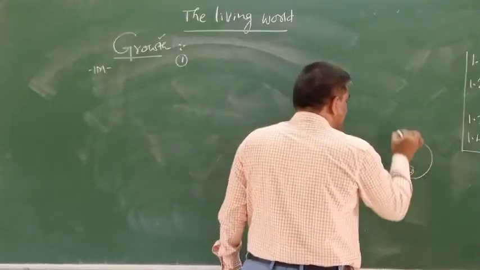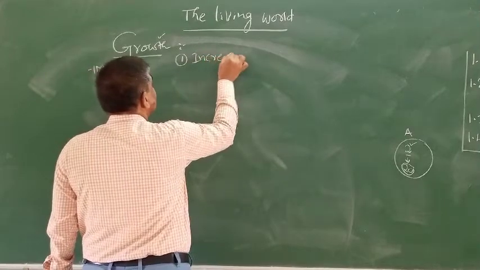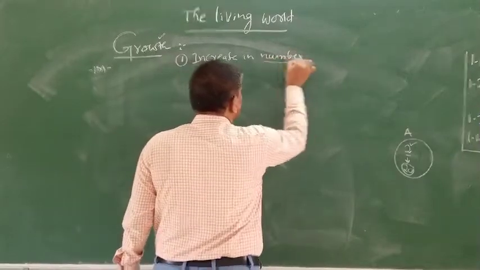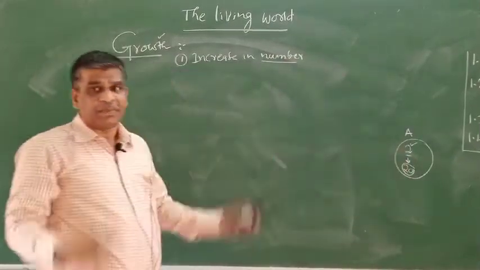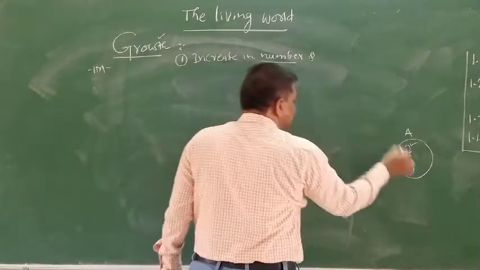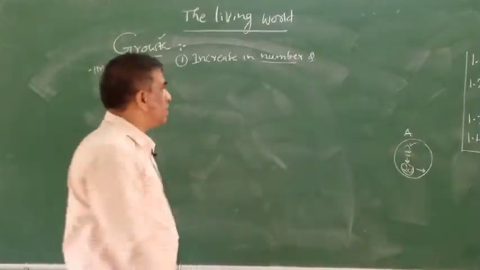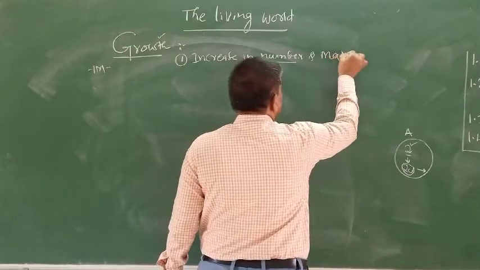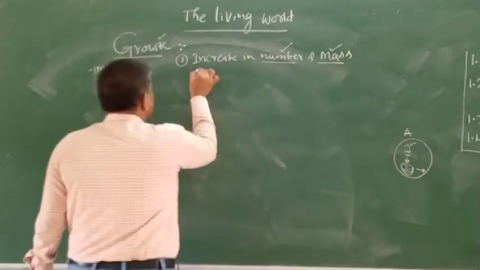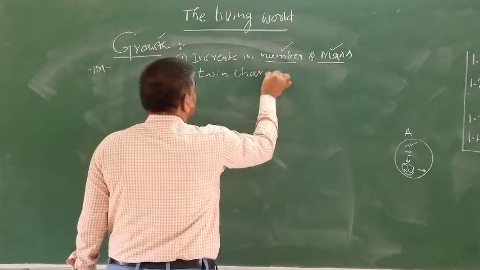Here what change has taken place? There is an increase in the number of the individuals. It may be individuals or cells or tissue, whatever it may be, there is an increase here. And another thing is, when there is an increase in the number, even biomass, mass, also increases. So increase in the number and increase in the mass are 2 twin characteristics.